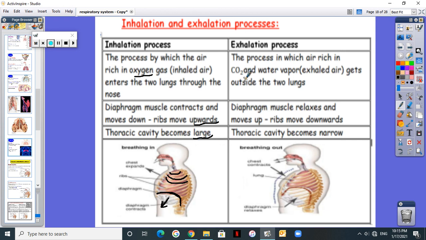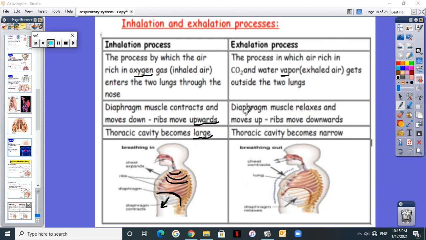During the exhalation process, what is the meaning of exhalation? The carbon dioxide and the water vapor get outside the two lungs. So when your carbon dioxide and water vapor get outside from the two lungs, this is called exhalation. Try to exhale, try to get the carbon dioxide and water vapor outside the two lungs.